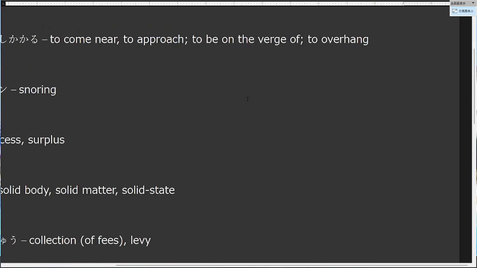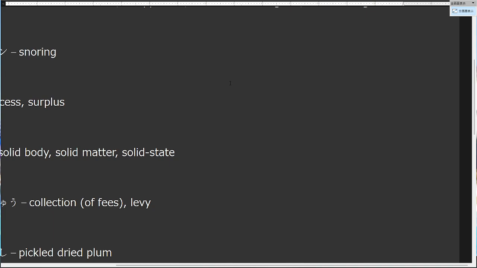To come near, approach, or to overhang or be on the verge of is sashikakaru. Sashi on the left side for a discrepancy or a difference, and kakaru on the right side for to hang or suspend. Sashikakaru is to suspend the difference by bringing near. Snoring is ibiki, with our nose on the left side and the radical for drying on the right. Snoring is literally translated dry nose.